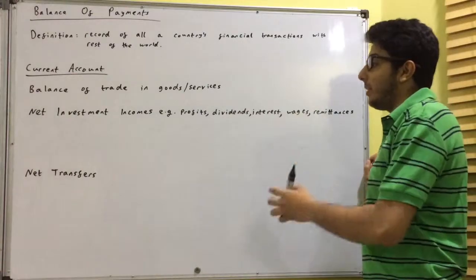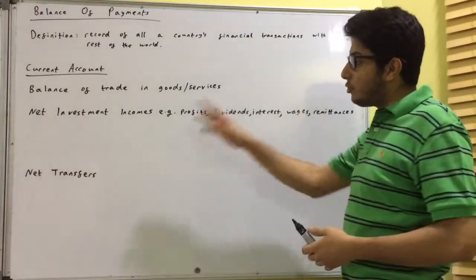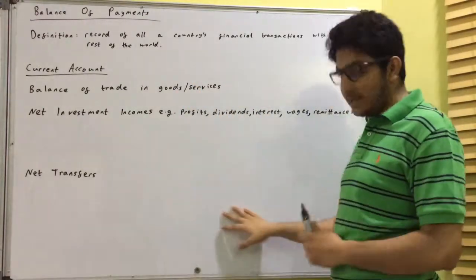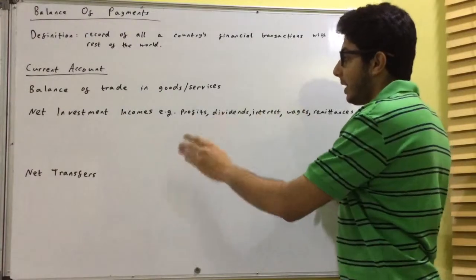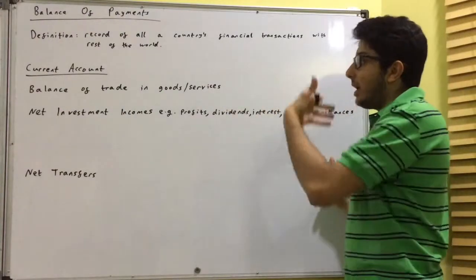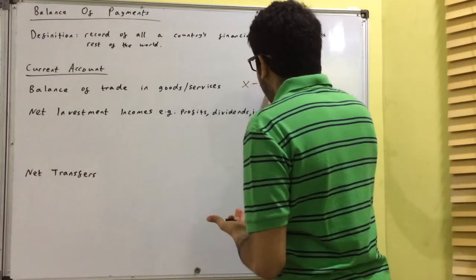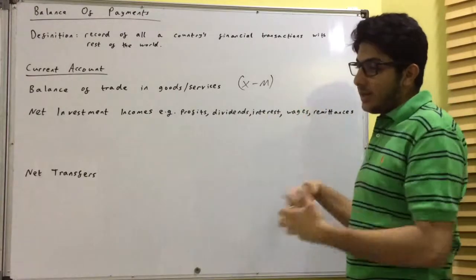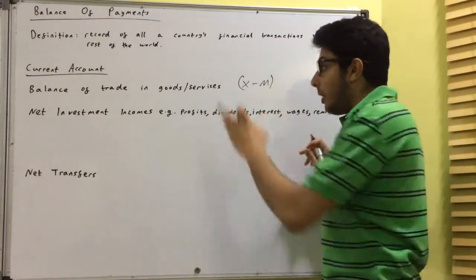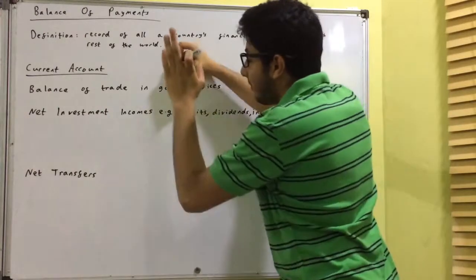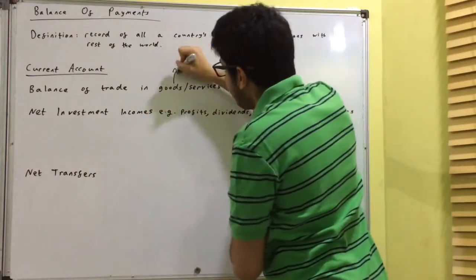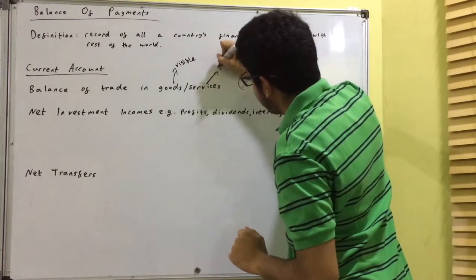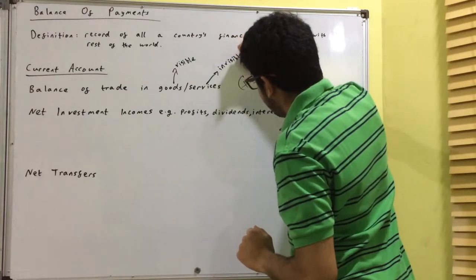So the current account of the balance of payments measures the balance of trade in goods and services, net investment incomes, and net transfers. For the balance of trade in goods and services, you're basically looking at X minus M, the value of exports minus the value of imports. Now sometimes the balance of trade is split up into two: the balance of trade in goods, which is visible trade, and the balance of trade in services, which is invisible trade.